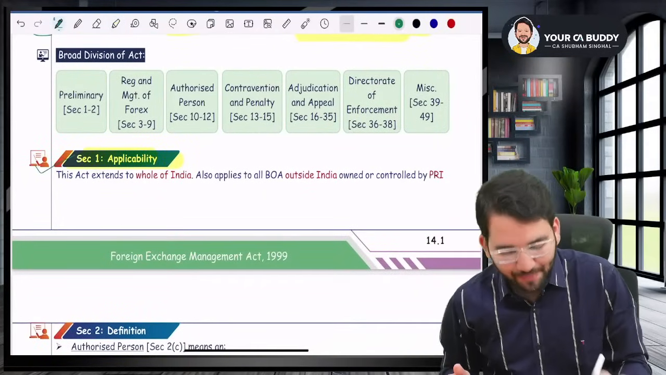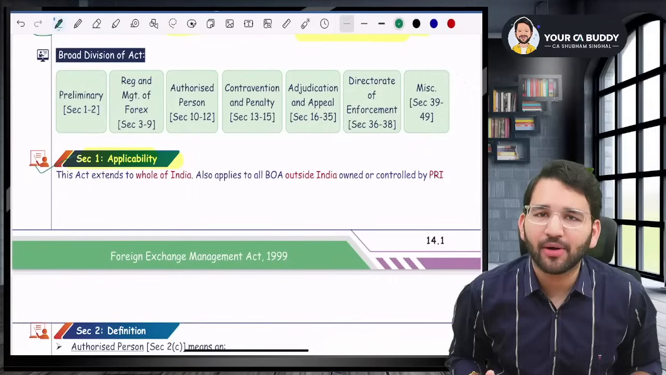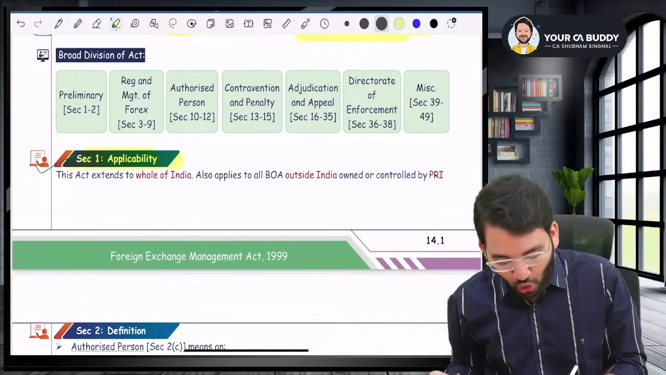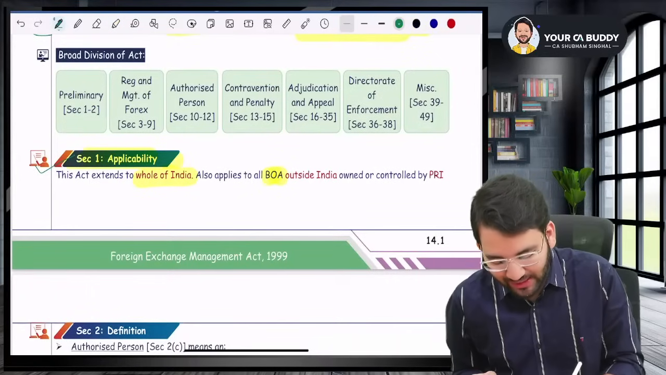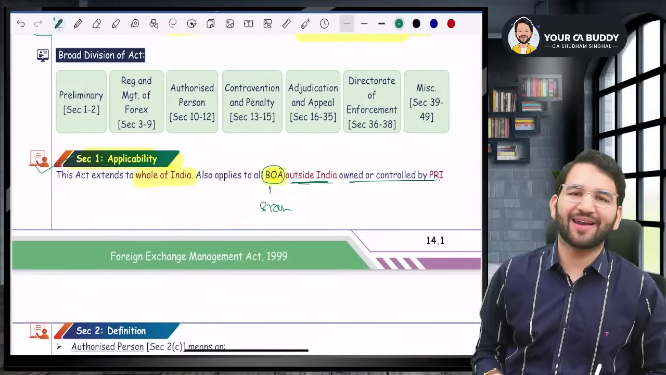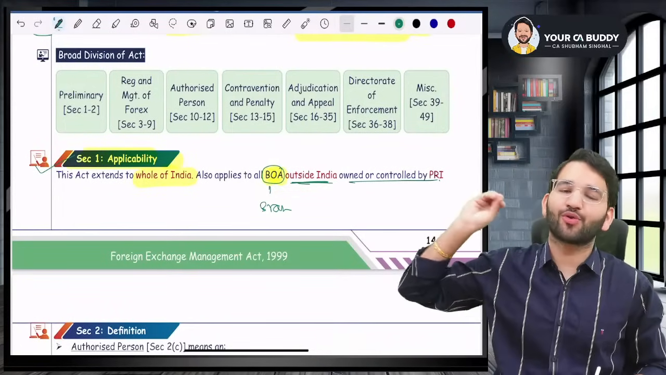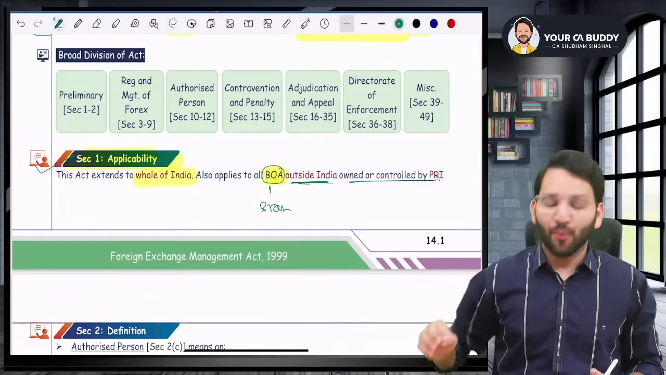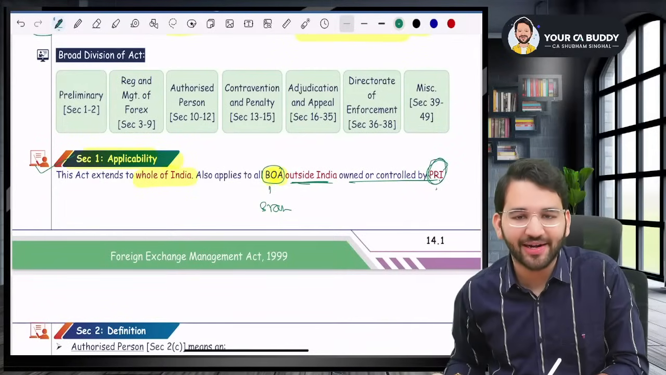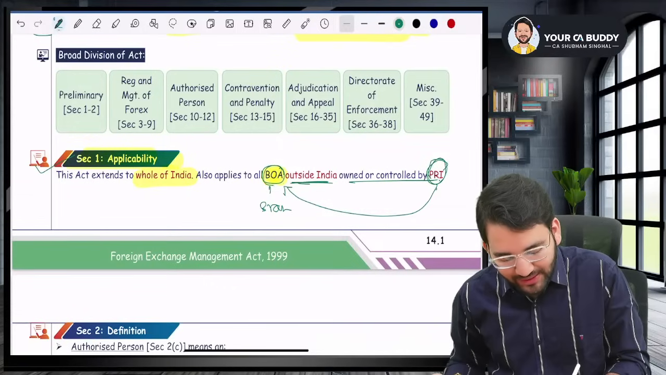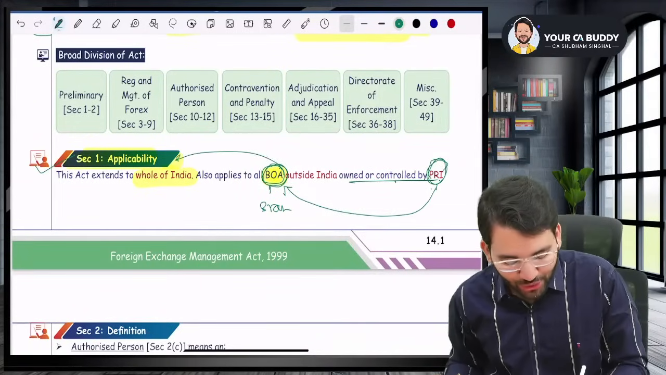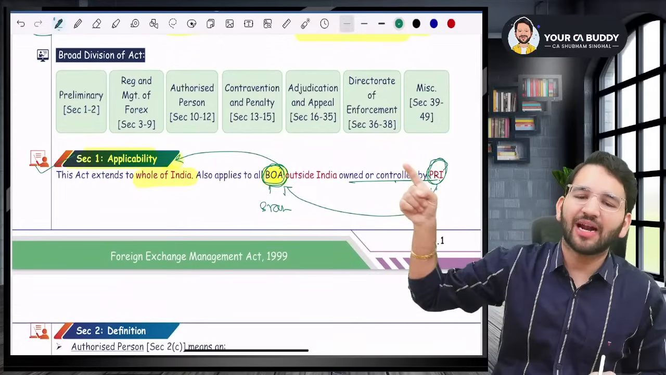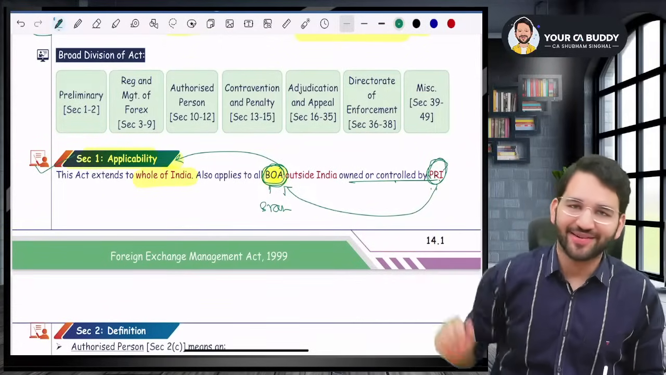Sir, section number one, applicability. FEMA is applicable to whom? Sir, FEMA applies to the whole of India, and also to branch office agency. When I say BOA, it is branch office agency outside India owned or controlled by a PRI. Listen to me very carefully. Sir, what is a PRI? PRI is a person resident in India. If they have any branch office or agency outside India that is owned and controlled by a PRI, then FEMA will also apply to that. Sir, we will understand a little bit later once we understand person resident in India.